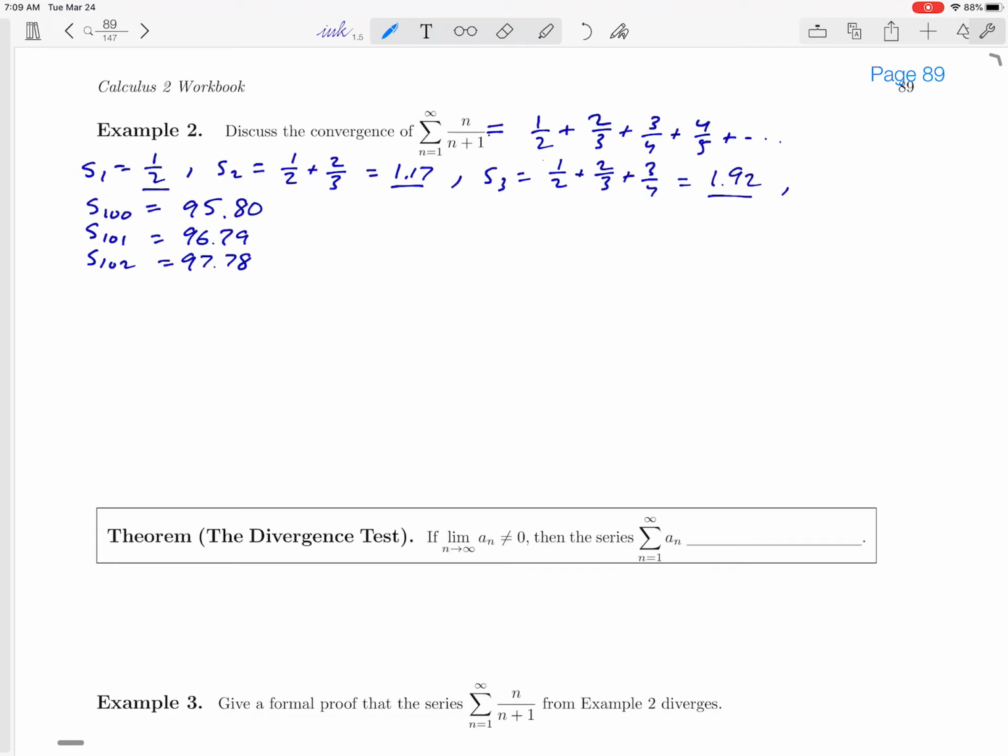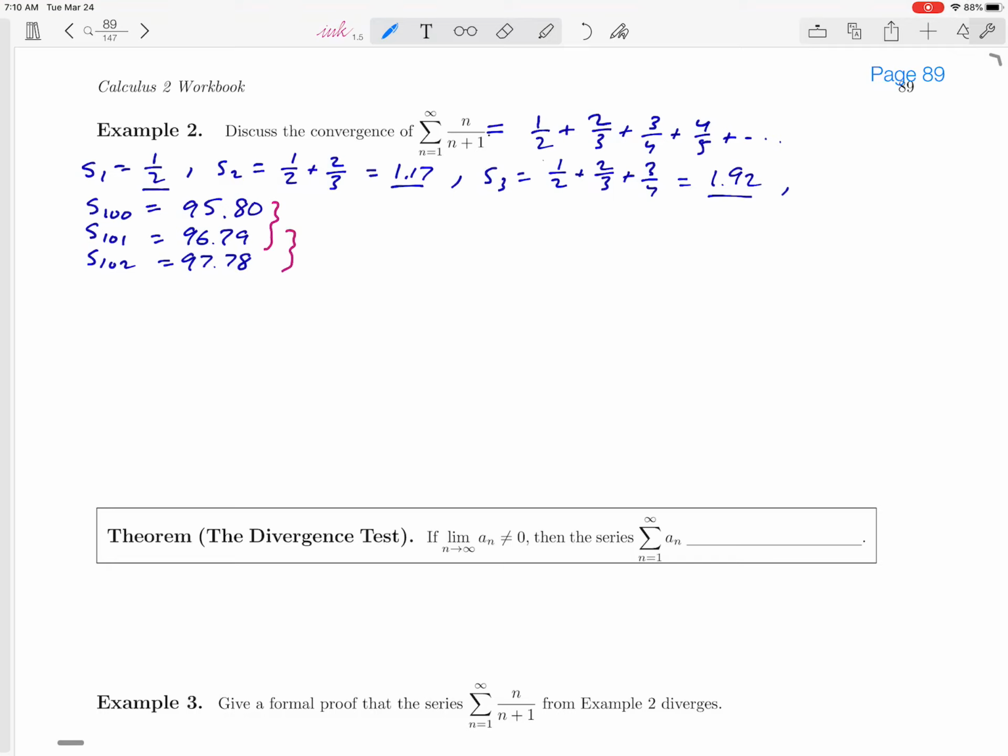And what do you think about convergence now? There seems to be some evidence that these sums are going off to infinity, so we might be looking at a divergent series here. To get a better idea of what's really going on, what we might pay attention to is the gap between these numbers that we're seeing. For example, between 95.80 and 96.79, the distance between those terms is 0.99. That's pretty close to 1, which is basically like saying that when we add the 101st term in our series, it's going to be about 1. It's going to be 0.99.